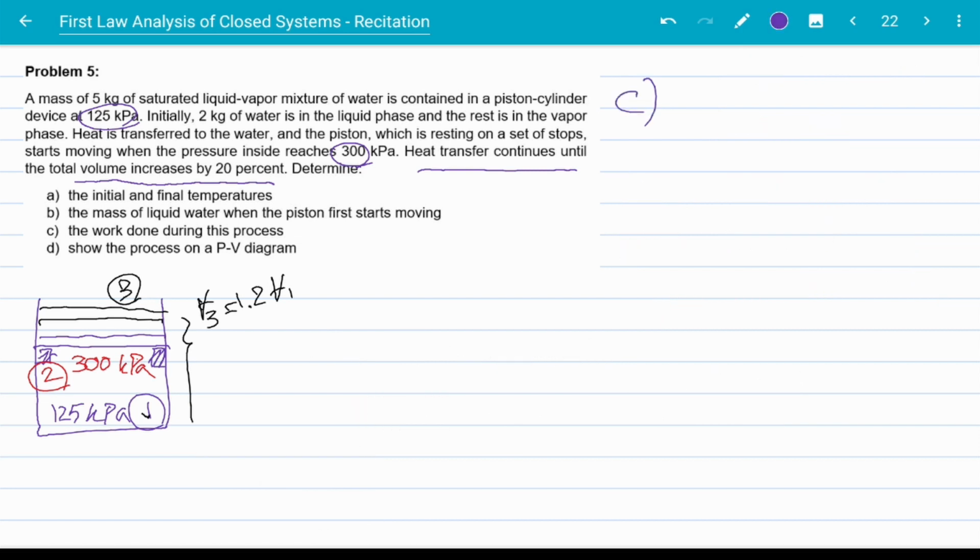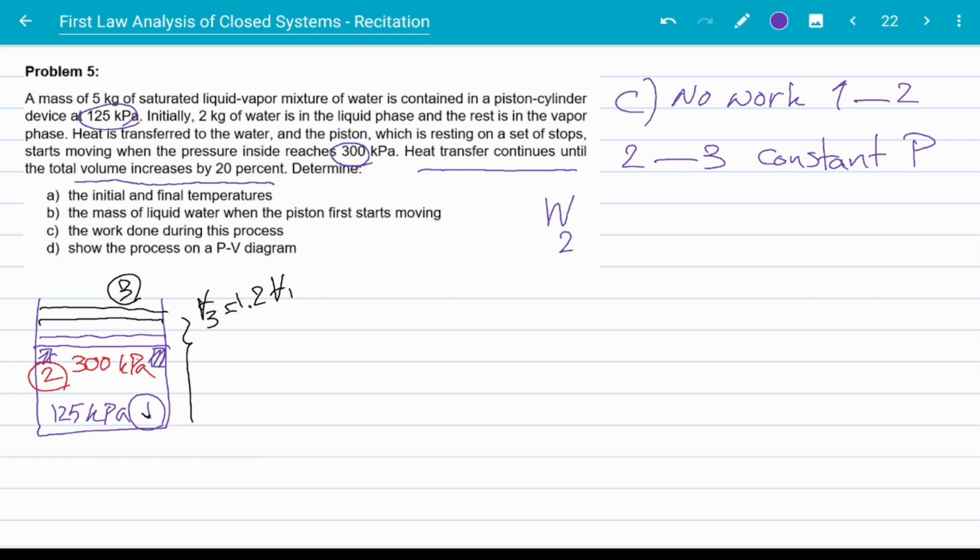Okay, part C. Part C asks for the work done during the process. Now, process from 1 to 2 is constant volume, so no work involved. So no work from 1 to 2. Process from 2 to 3 is a constant pressure. So 2 to 3 is constant pressure and there is some work involved.